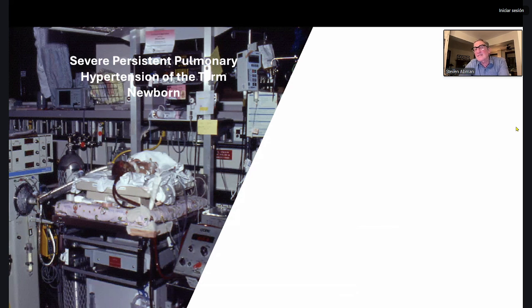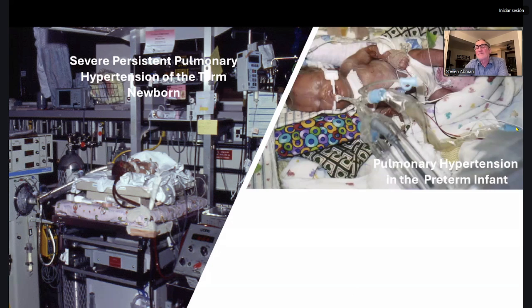And certainly, classically, it was the term baby. And here's a baby who's on an ECMO and an oscillator, and we had a tank of nitric oxide that didn't quite work sufficiently. But now we've realized there are distinct phenotypes. And it turns out that it can occur in the preterm infant. There were decades that went by before people really appreciated that even premature babies are at high risk, and perhaps even higher risk, for sustained pulmonary hypertension in the days to weeks after birth.